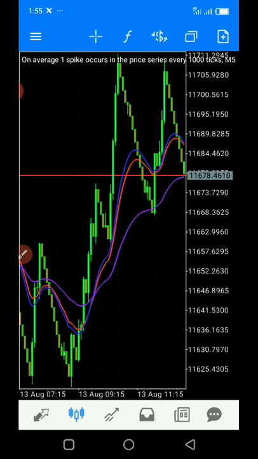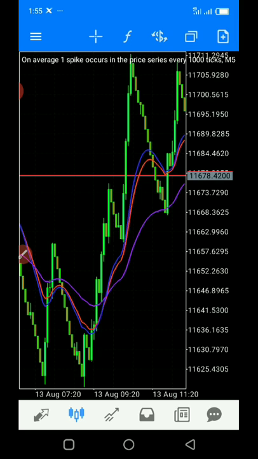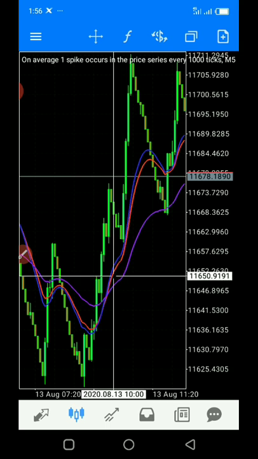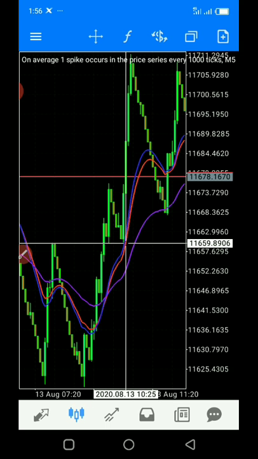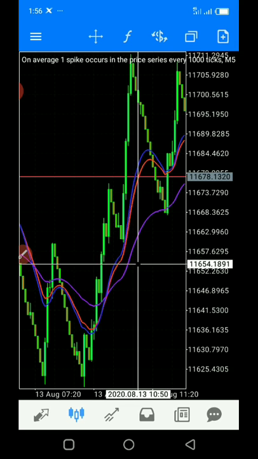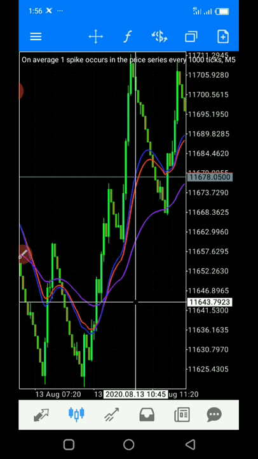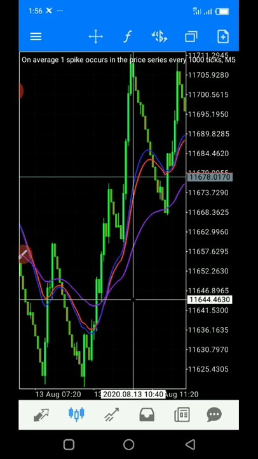Now if we take our position here, the next question is, where do we place our stop loss? We place our stop loss at this very level, below the 48 moving average, which means that if we take our entry here at 11,659.8906, our stop loss would be here at 11,645.4692. This will be our stop loss.